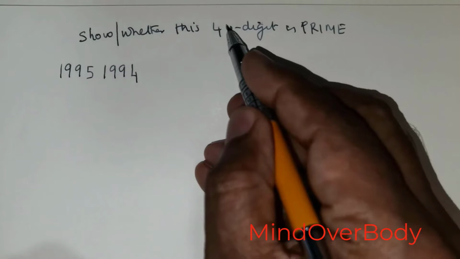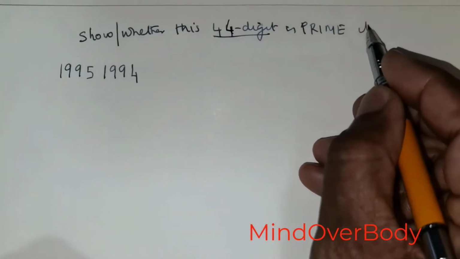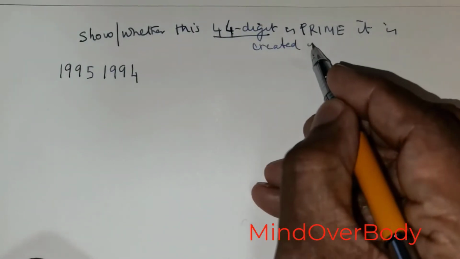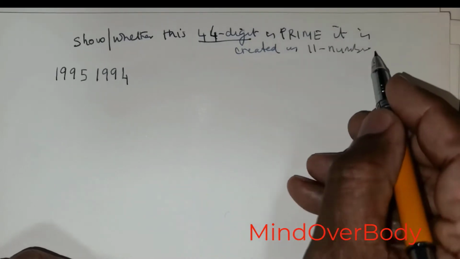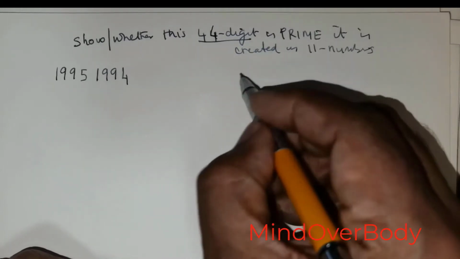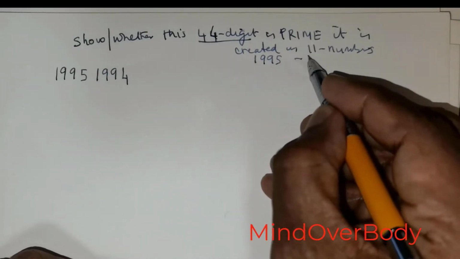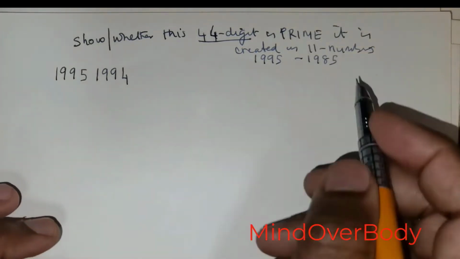Now this certain number has 44 digits and it is created using 11 numbers picked from 1995 to 1985. Now let me write down these numbers.